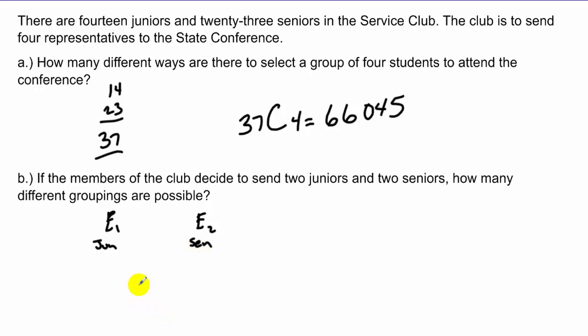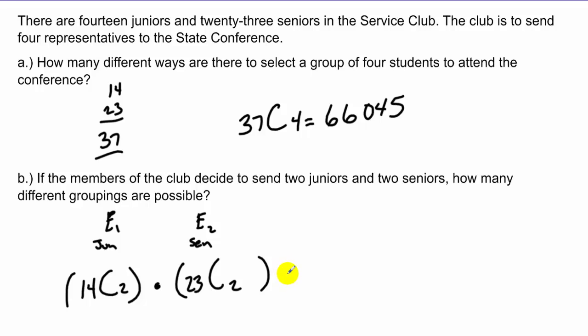So in order to choose a group of juniors, we have to ensure that we get a junior. So I can't pick from 37. I have to take from my 14 to ensure a junior, and I only get to pick 2 of them. Then, to ensure a senior, I have to pick from my 23 seniors, and again I have to pick 2 of them. 2 different events, this many ways to do the juniors, this many ways to do the seniors, multiply together to get my total of different ways.